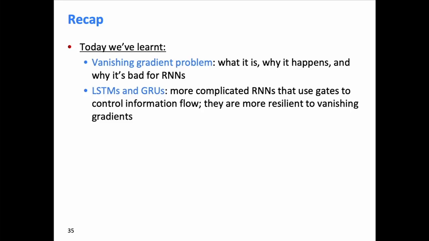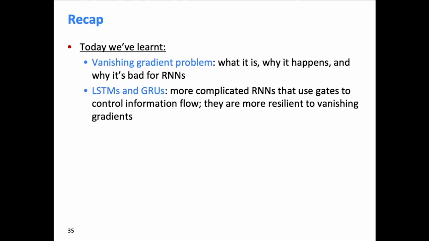Okay, I know there's been a lot of dense information today, a lot of notation. So here's a recap. If I've lost you at any point, now is a good time to jump back in, because it's going to get a little easier to understand perhaps. What have we learned about today? The first thing we learned about was the vanishing gradient problem. We learned what it is, why it happens, and we saw why it's bad for RNNs, for example RNN language models. We also learned about LSTMs and GRUs, which are more complicated RNNs, and they use gates to control the flow of information. By doing that, they are more resilient to the vanishing gradient problem.